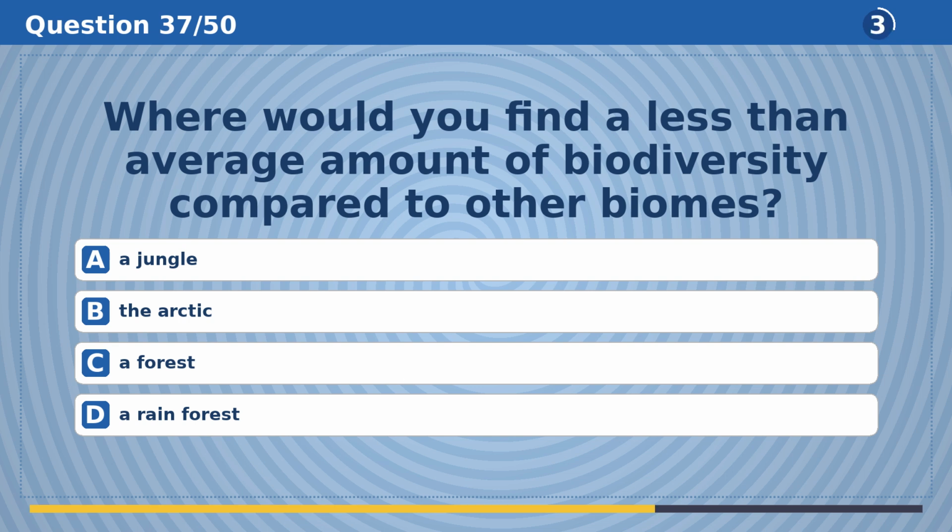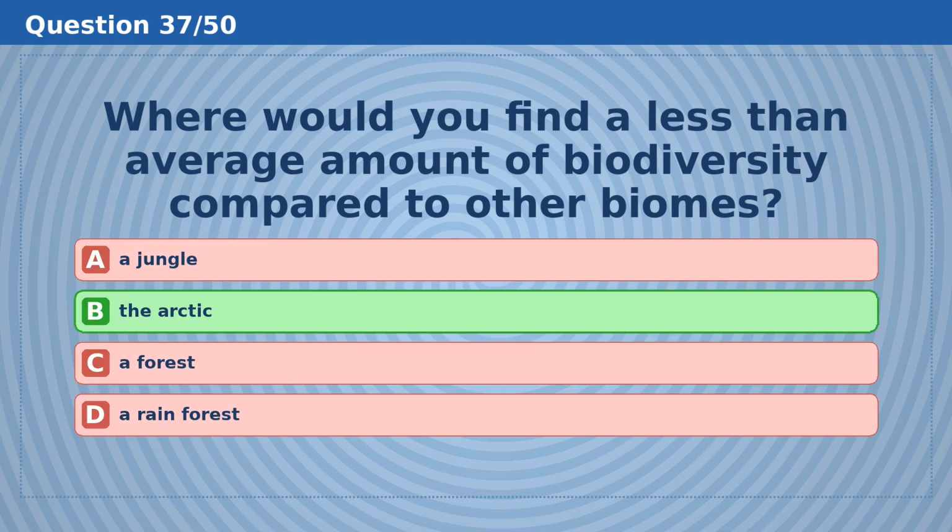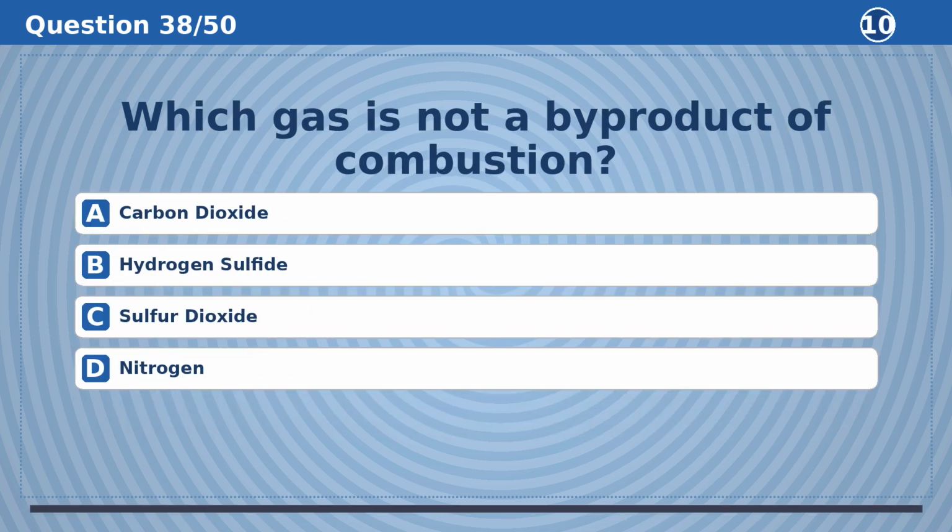Where would you find a less than average amount of biodiversity compared to other biomass? The answer is B, the Arctic.